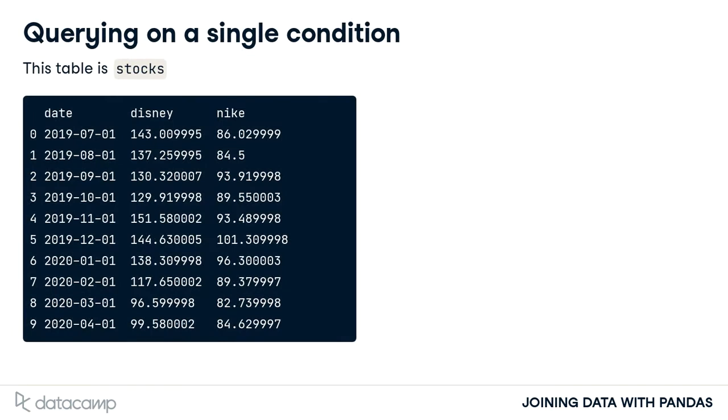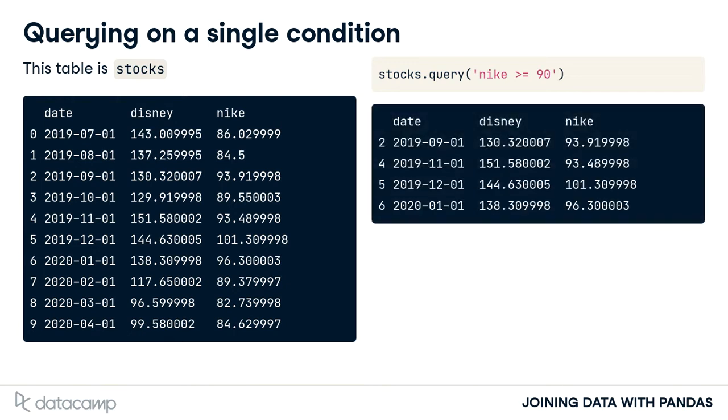We have the following table named stocks with the stock price of Disney and Nike on different days. Now imagine we would like to select the rows where Nike is equal to or above 90. Here, we provide a string to the query method. The string identifies that we want to condition which rows are returned by the value of the Nike column. We simply input Nike greater than or equal to 90. The method returns all rows in stocks where Nike is greater than or equal to 90.